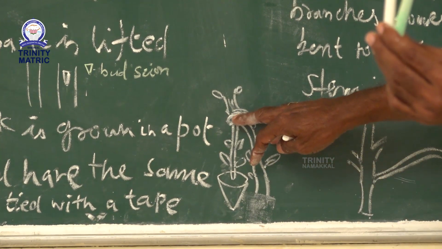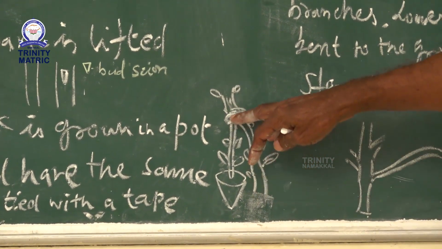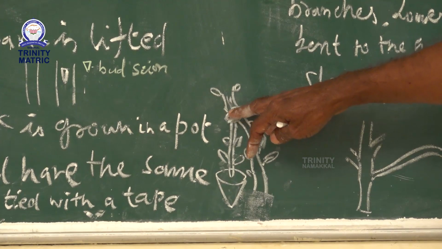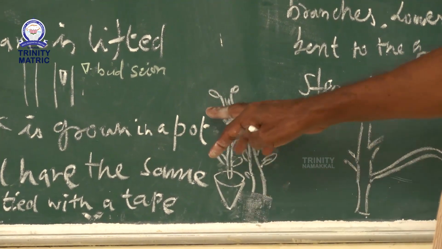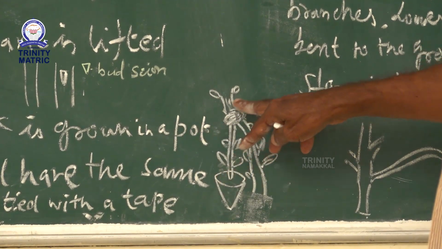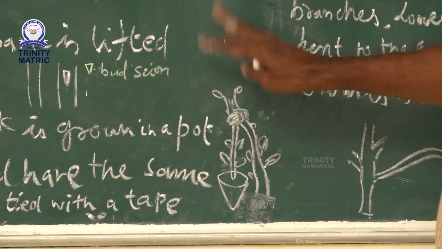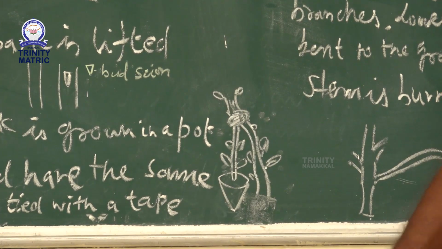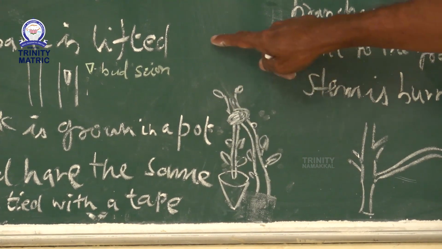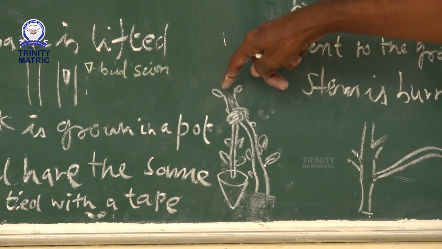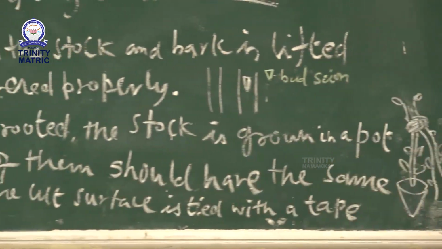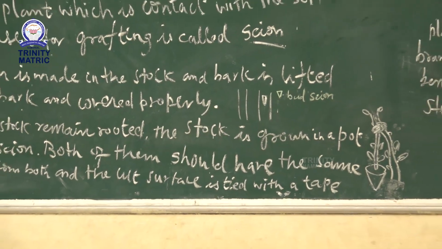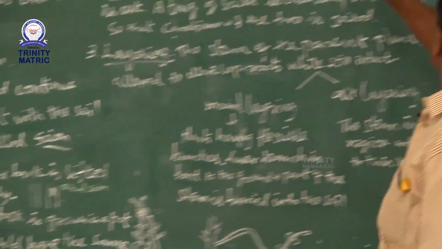A small slice is also opened into the stalk, and both are joined together and then tied with a polythene cover and left for one to four weeks. New branches are also produced from the tip of the plant, and this cutting is called approach grafting. And what is a tongue graft?